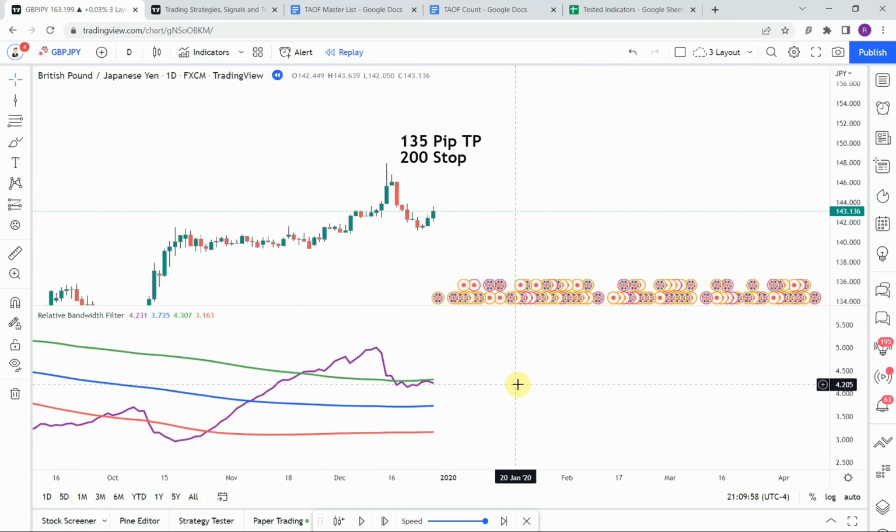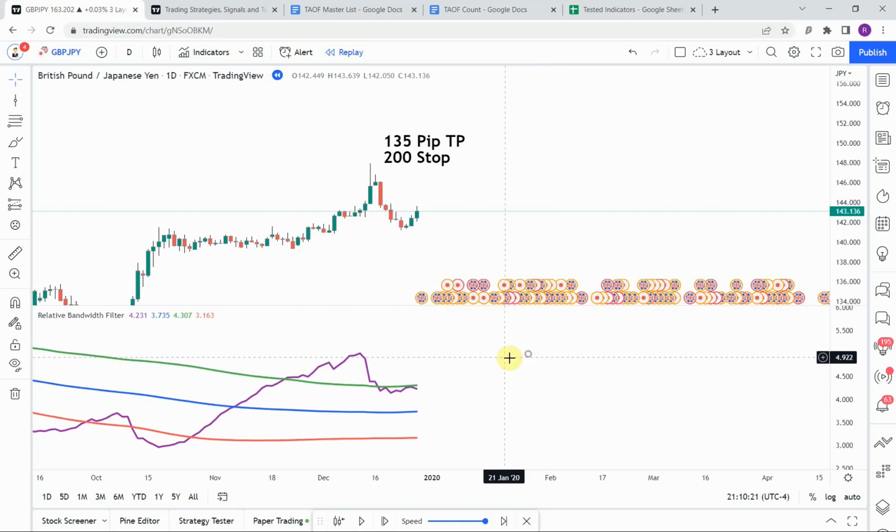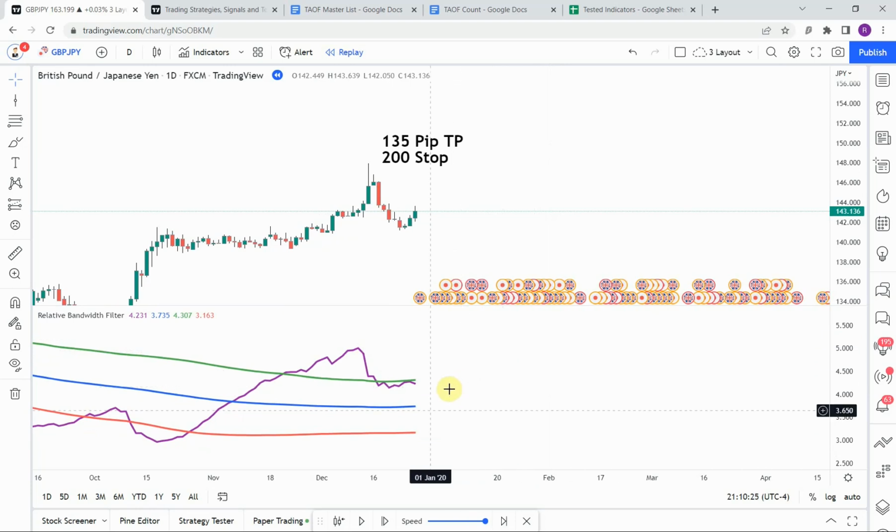And so what I think we're going to do is test this as the purple line breaks up above the green line. We are going to go long. When the purple line breaks down below the red line, we are going to go short. And so we might try to test this another way after this way. We'll see how it does using it this way, and we'll go from there. But let's go ahead and get on with the testing and see what we can get out of it.